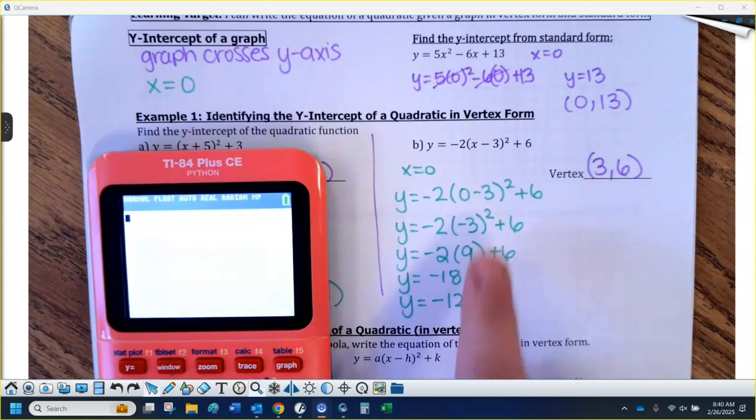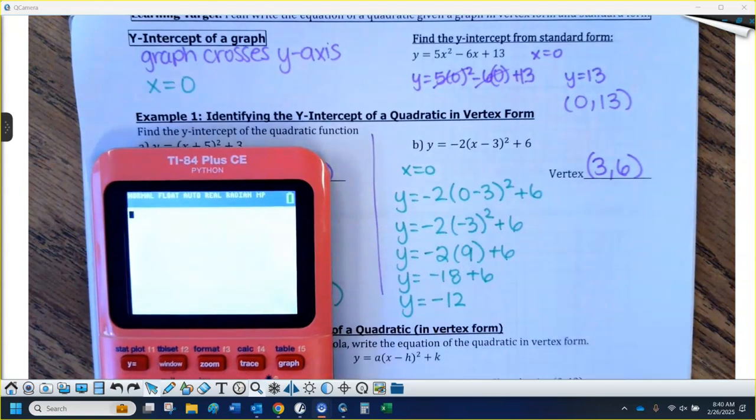I'm just going to show you. If I just took that very first thing I wrote down, I had negative 2, and then in parentheses I had 0 minus 3. That was squared, and then plus 6. You could just type it in. You don't have to sit there and show a bunch of steps. I'm just trying to show you where it comes from. You're more than welcome to use the calculator, though.